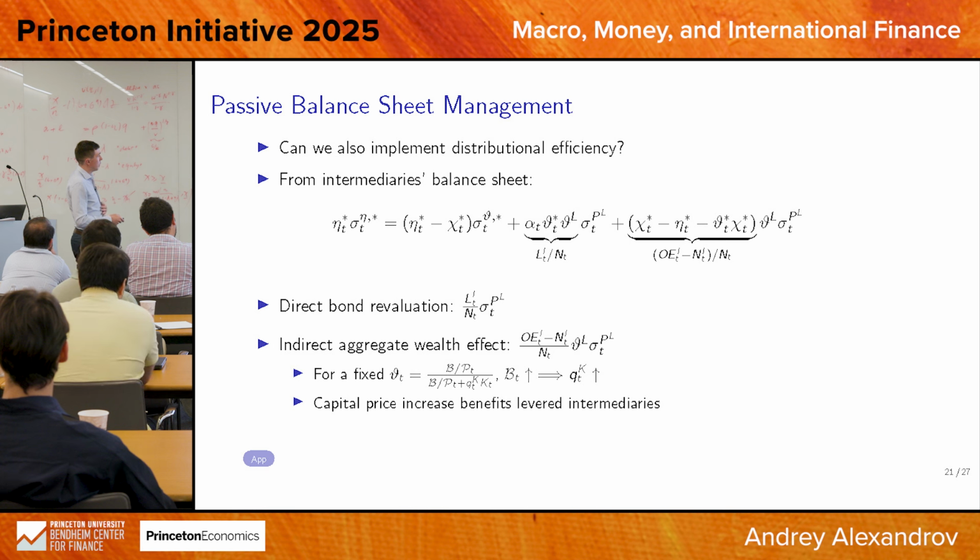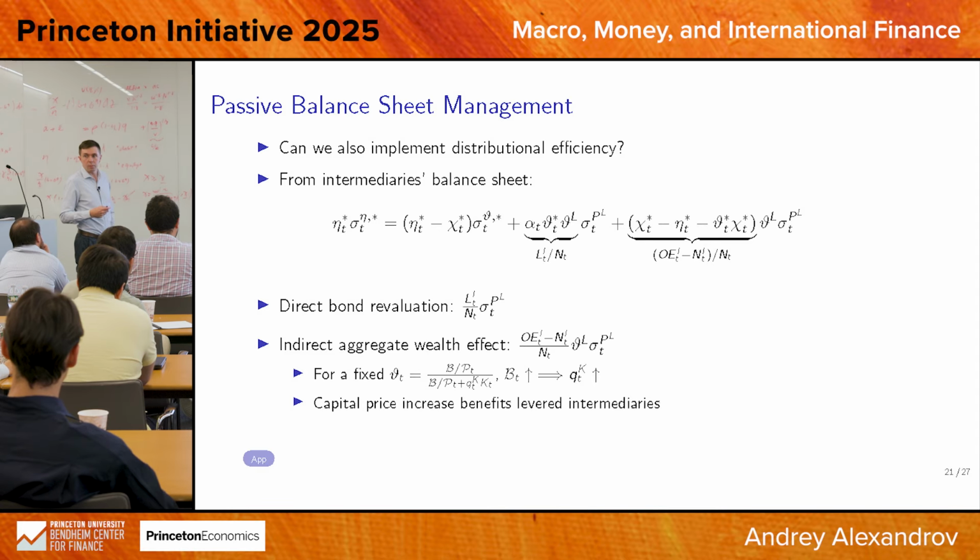And who is going to benefit from that? Again, these are going to be the intermediaries, because the intermediaries are the ones that are levered in real assets. So in this setup, by increasing the value of capital, I can redistribute wealth towards intermediaries, even if they're not holding any long-term bonds, by cutting the interest rate and increasing the price of the bond.